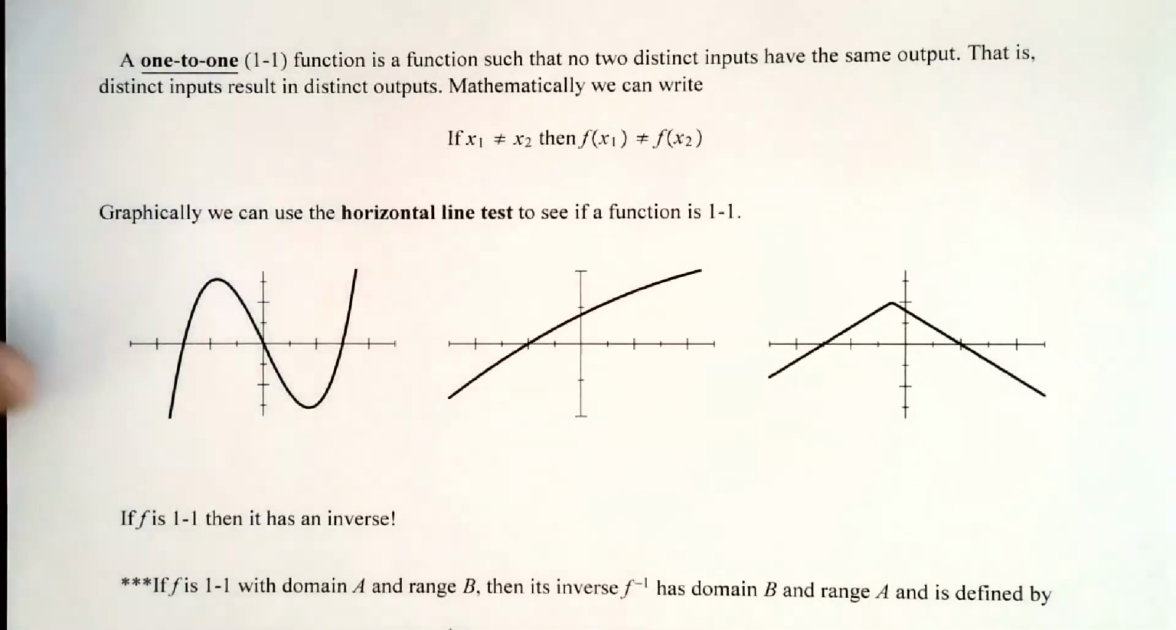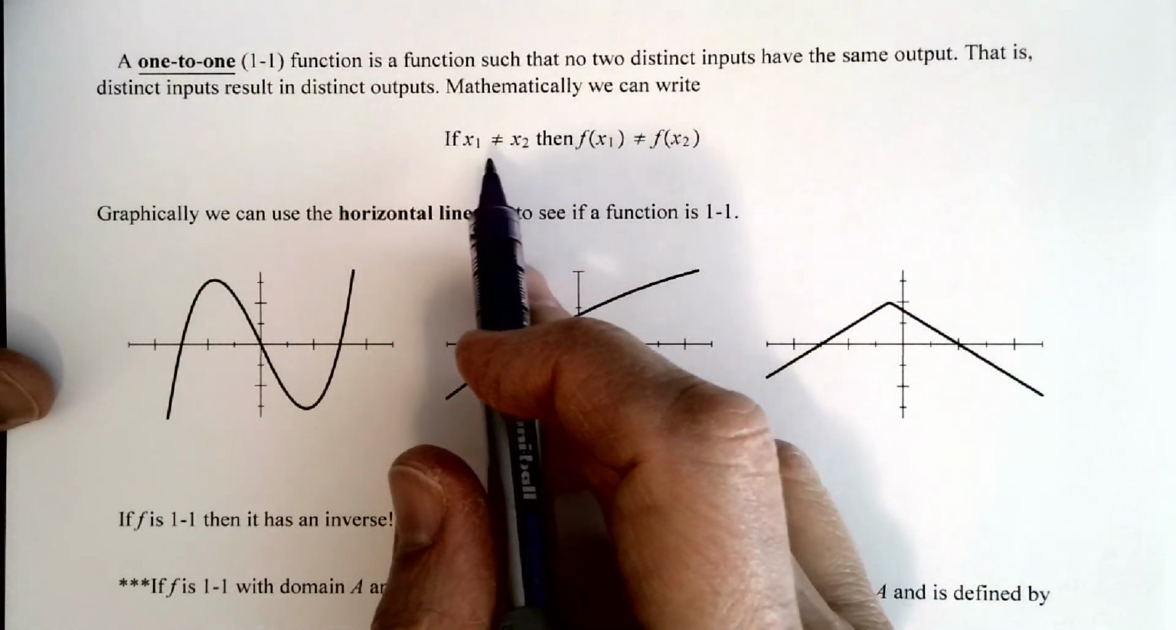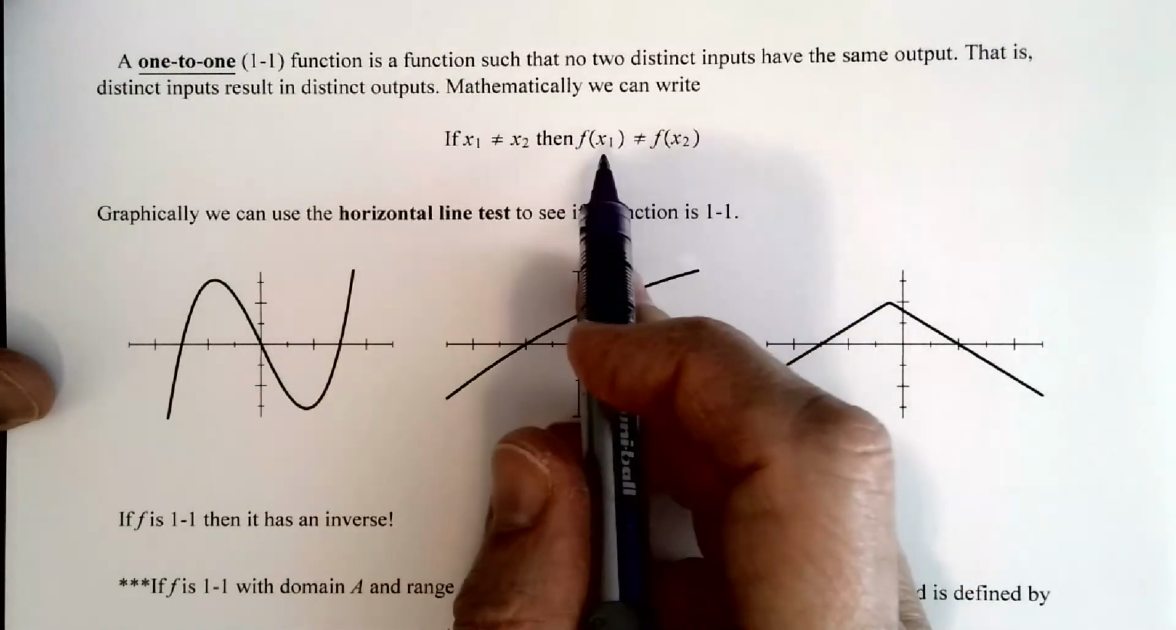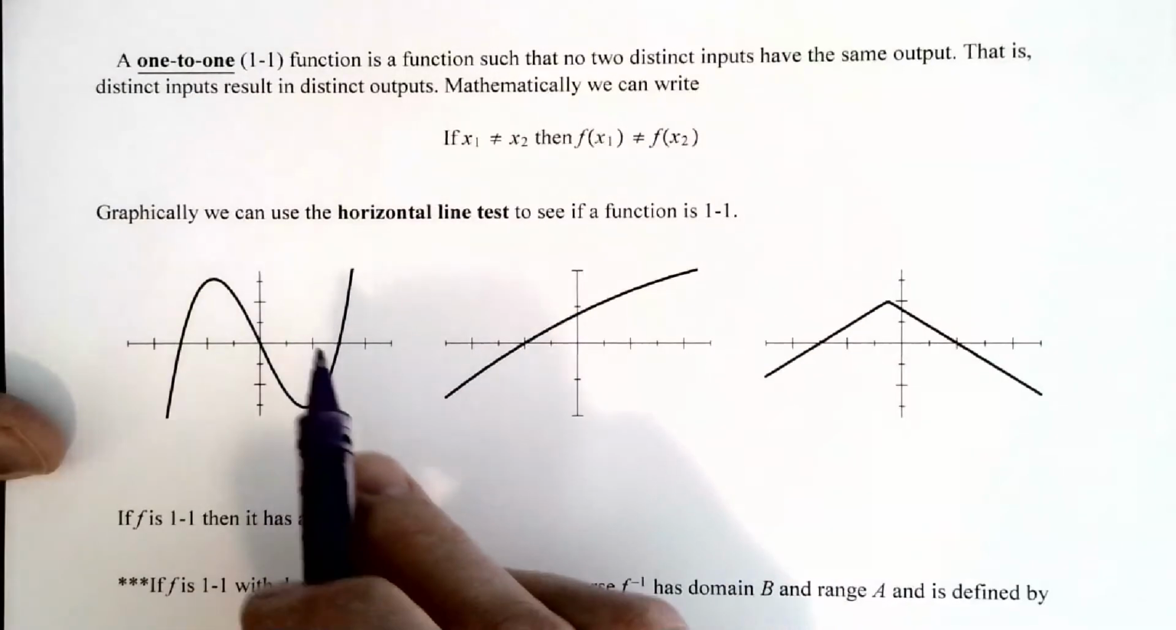Okay, so mathematically, one way we can write it is that if the two inputs are distinct, not equal to one another, then their outputs must be distinct, different from one another. That's the way we can write it. Graphically, we can use the horizontal line test.